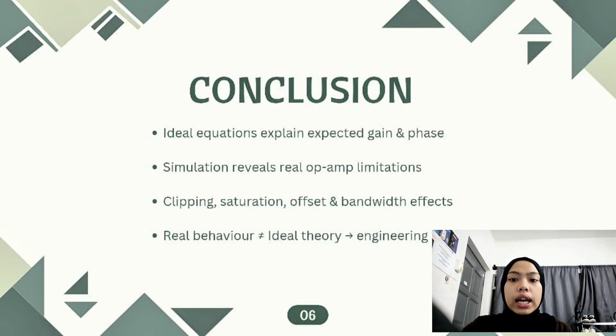Overall, this lab highlights the importance of differentiating between ideal calculation and practical circuit performance. That's all for me.